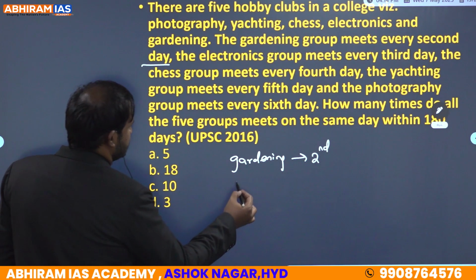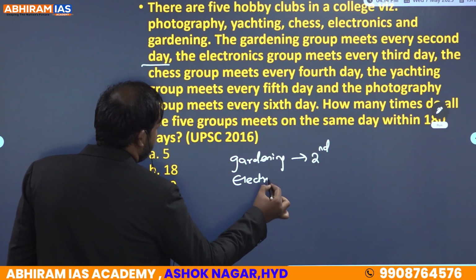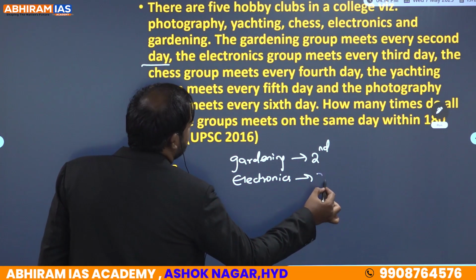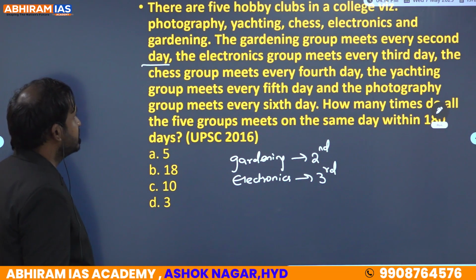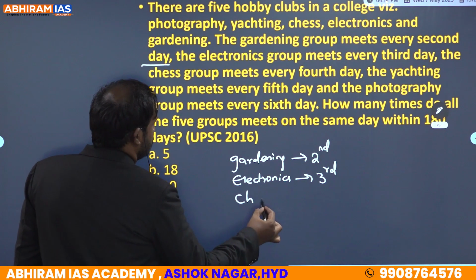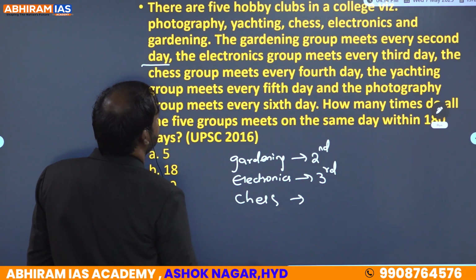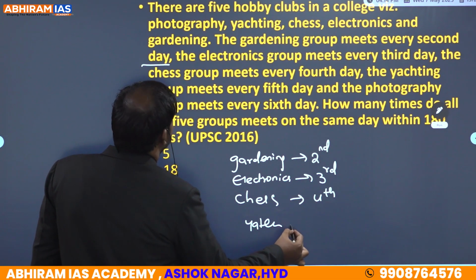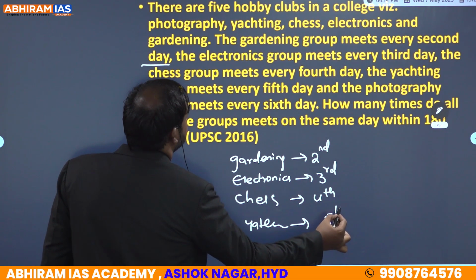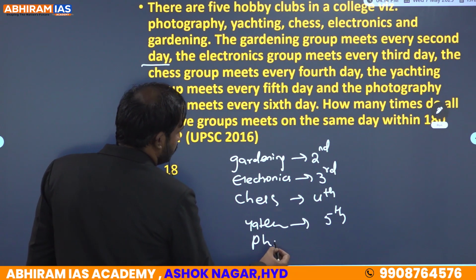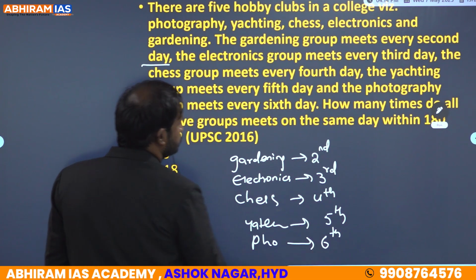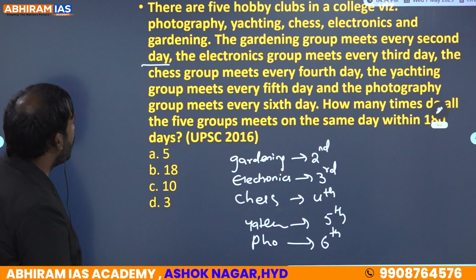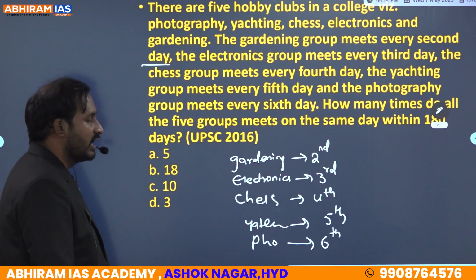When it comes to electronics, they meet on every third day. Next, the chess group, they meet on every fourth day. Yachting group, they meet on every fifth day. And the photography group, they meet on every sixth day. How many times do all the 5 groups meet on the same day within 180 days?